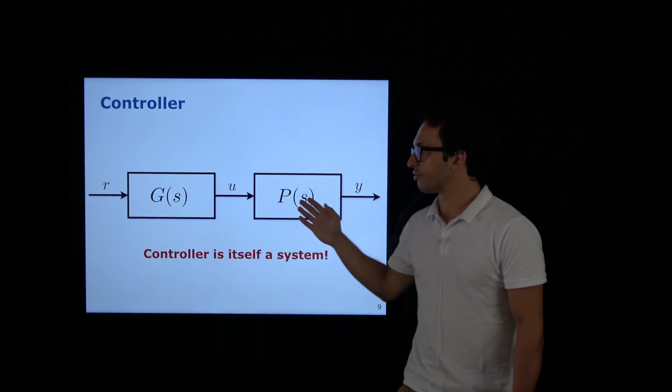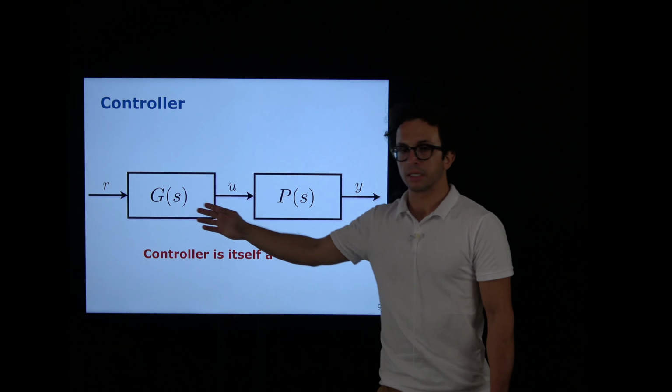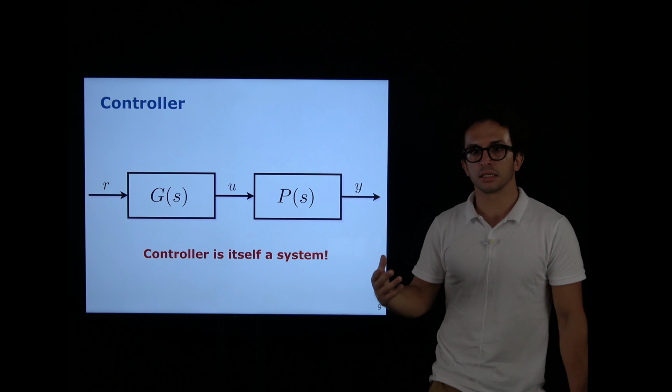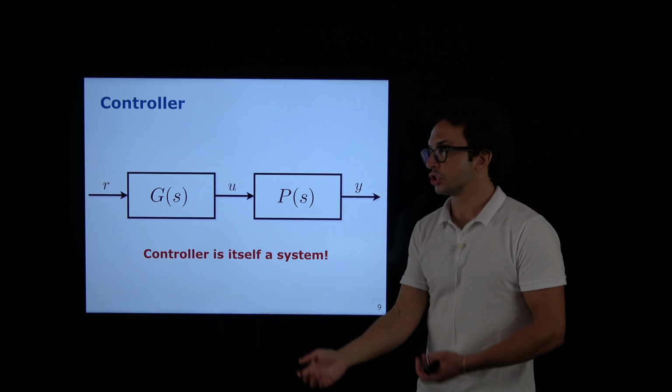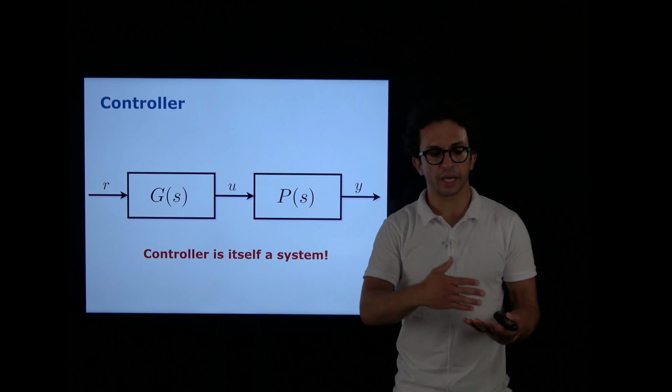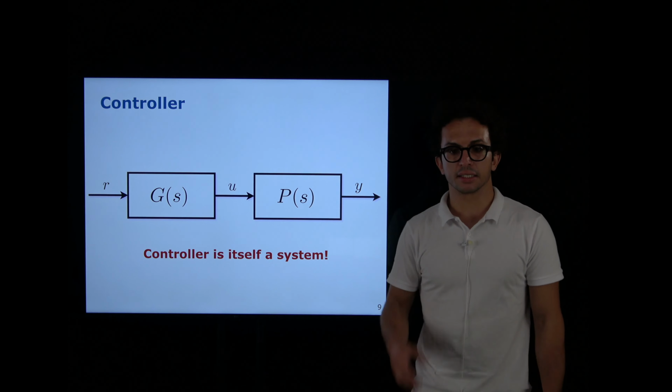In this way, we have them both in the Laplace domain. If you remember, this Laplace domain is indicated by the S, which is this complex variable, which we use to go from the time domain to the frequency domain. And yeah, the controller is actually a system.